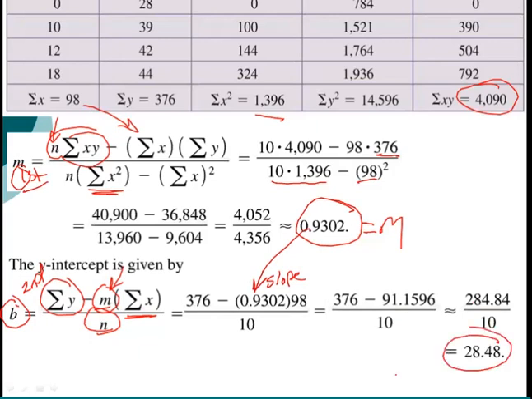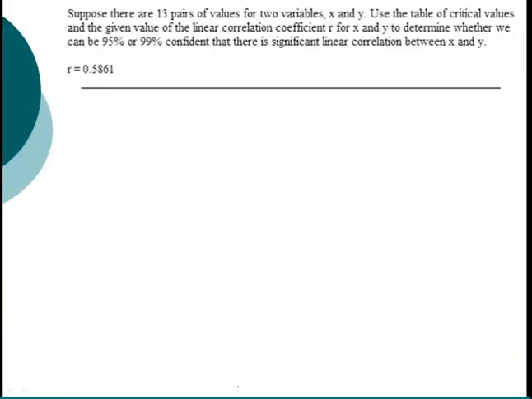28.48 is my b. So that means my actual equation for this line, if we just round, is 0.93x plus 28.48. So if I actually graph this line, I go up to 28.48, go up 0.93 over 1, and I would end up getting the actual best fit line for that set of data. So here we go. Let's try an application problem. Suppose there are 13 pairs of values for two variables, x and y.